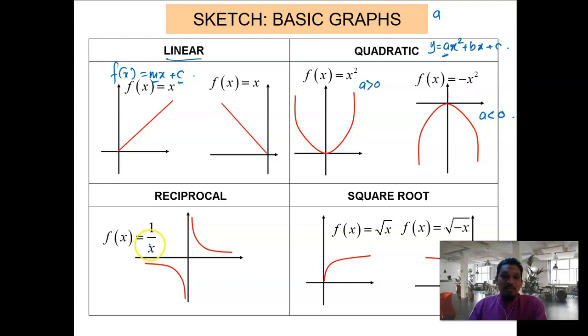And the reciprocal function f(x) equals 1 over x, and the square root function. If we have y equals x squared, or x equals y squared, it actually gives us a full complete curve, opening up to the left or opening to the right. So when we have f(x) equals square root of x, then it's just half of it.